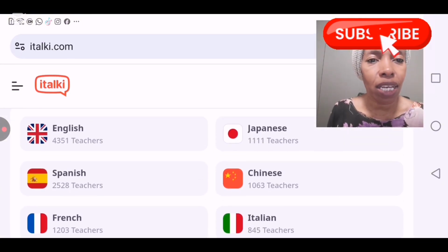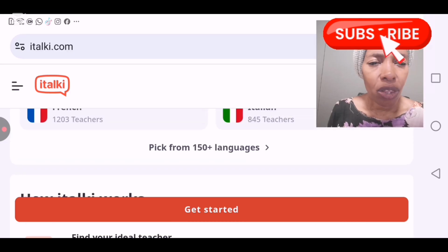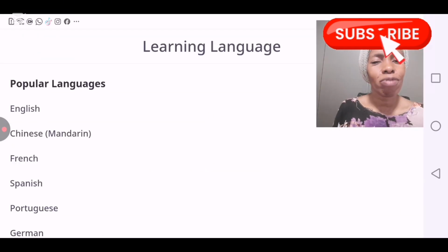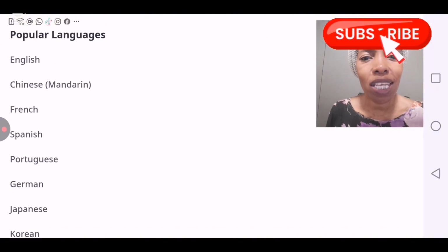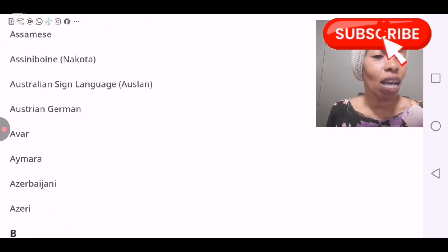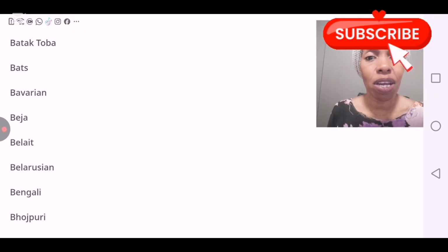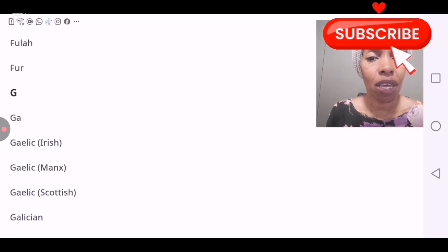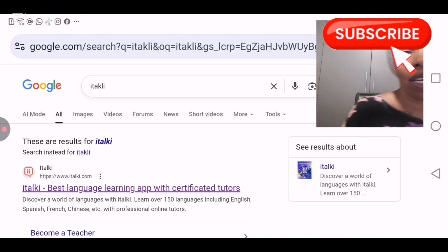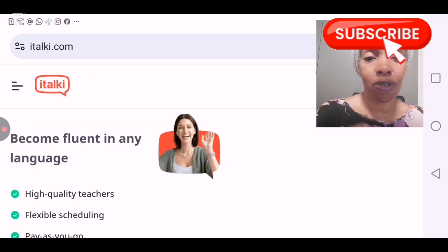So they are literally having teachers from these countries pick from 150 languages. So there's English, Mandarin, Japanese, Africana, and everything. In other words, they have languages from across the world, to be honest. Over 150 languages. That's the whole world. So they have something for someone over there.